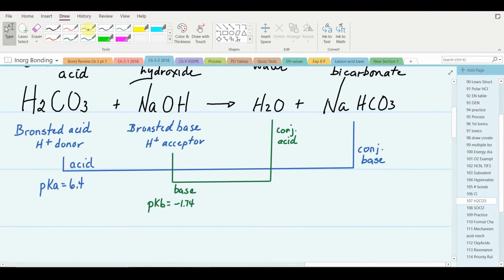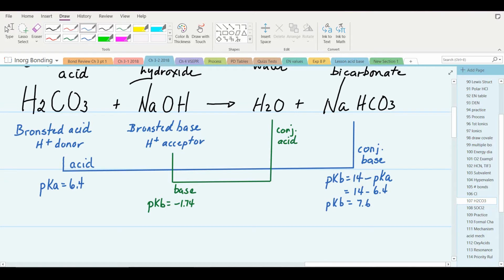We can calculate that. Remember that pKa plus pKb for any conjugate acid-base pair equals 14. So the conjugate base pKb is 14 minus the pKa of its conjugate acid. In this case, that's 14 minus 6.4 is 7.6. That's the pKb of sodium bicarbonate. 6.4 and 7.6 are conjugate acid-base pairs. They add to be 14.